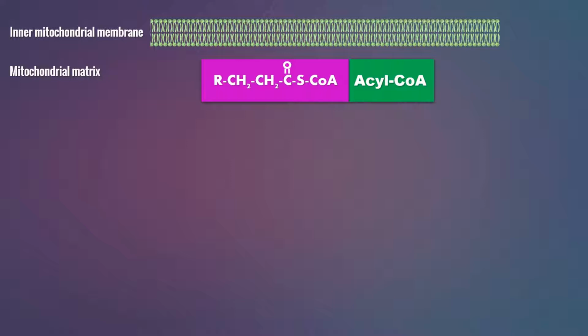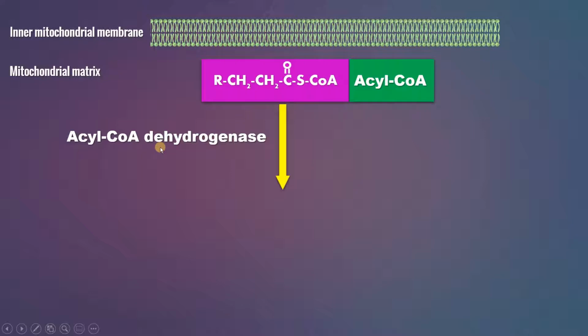Now we have activated fatty acid inside the mitochondrial matrix. The first reaction catalyzed by oxidoreductases or class 1 enzyme. Here in this case it is dehydrogenase. We call it as acyl-CoA dehydrogenase. Suppose this fatty acid is palmitic acid, then palmitoyl-CoA dehydrogenase.